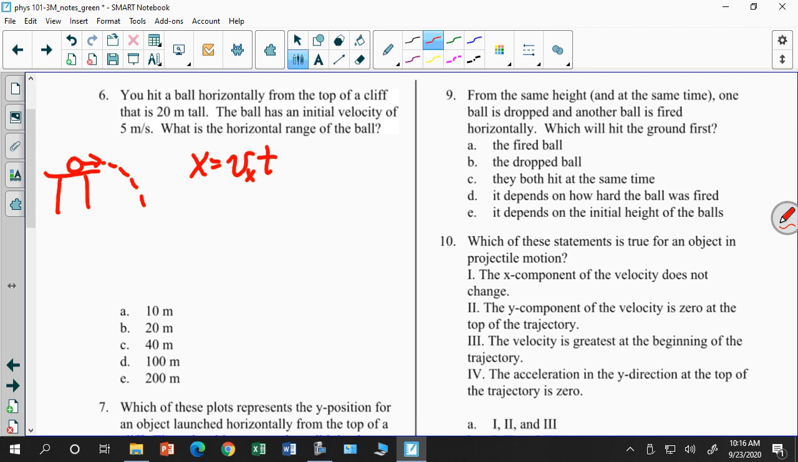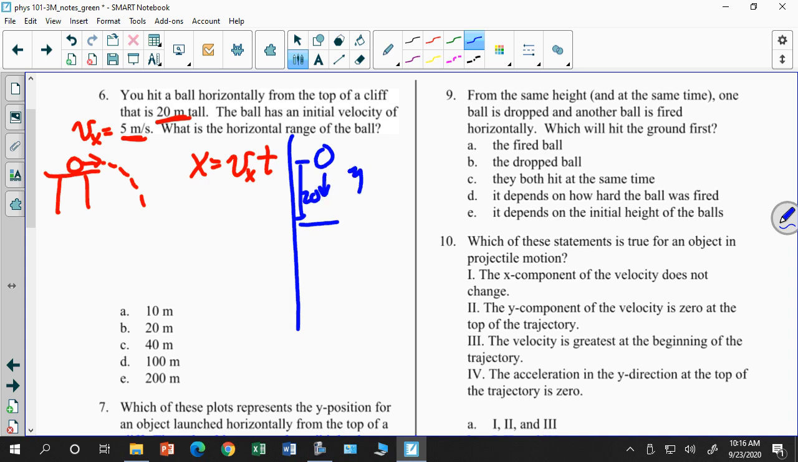So to find x, I need to know vx and I need to know t. I know vx. That's what this 5 meters per second is. So I need to find t. And remember, when I'm finding t, I'm thinking about just dropping an object, and I want to know how long does it take to fall that distance. In this case, that distance is 20 meters. So if I imagine an object at 20 meters high, how long does it take to cover that distance?